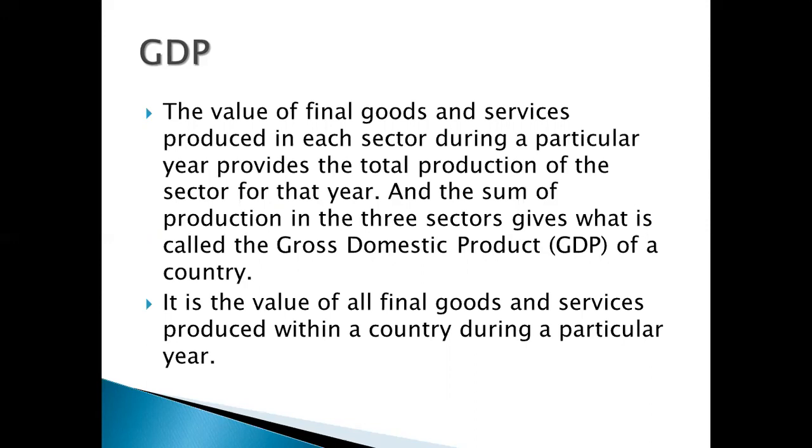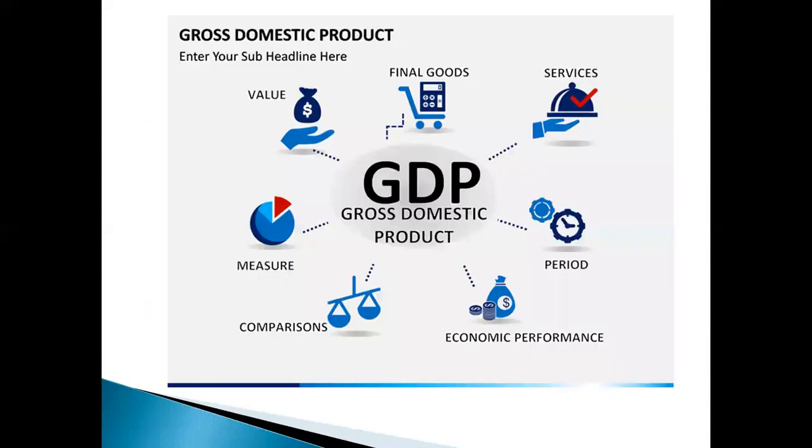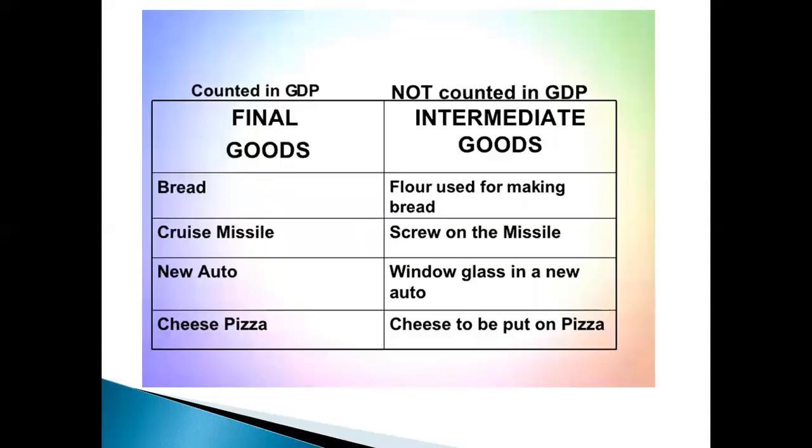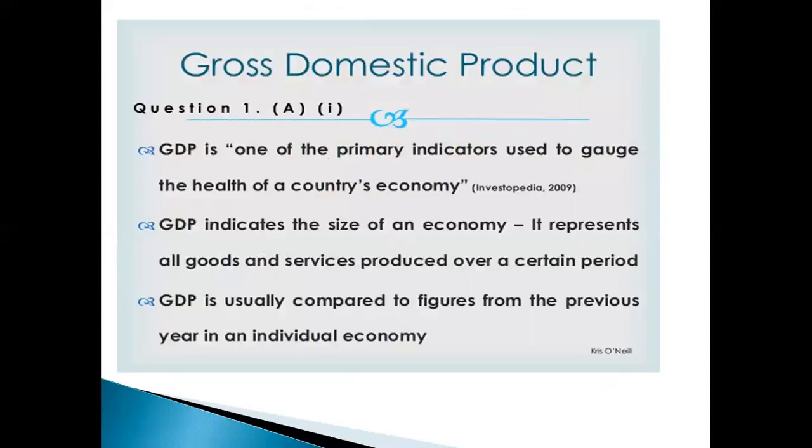Similarly, if an Indian company has a manufacturing unit in, suppose, USA or UK, then the value of those goods will not be taken into consideration, because they are outside the territory of India. So we are talking about domestic product. Domestic means those products which are produced within the territories of India, and obviously they must be from a year. Okay. So GDP, final goods, intermediate goods we have discussed.